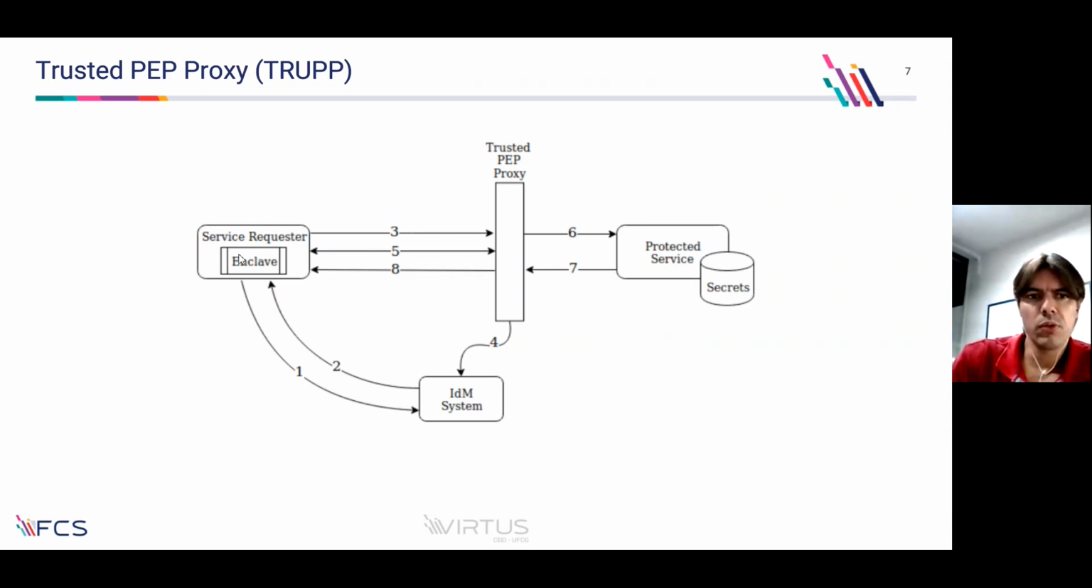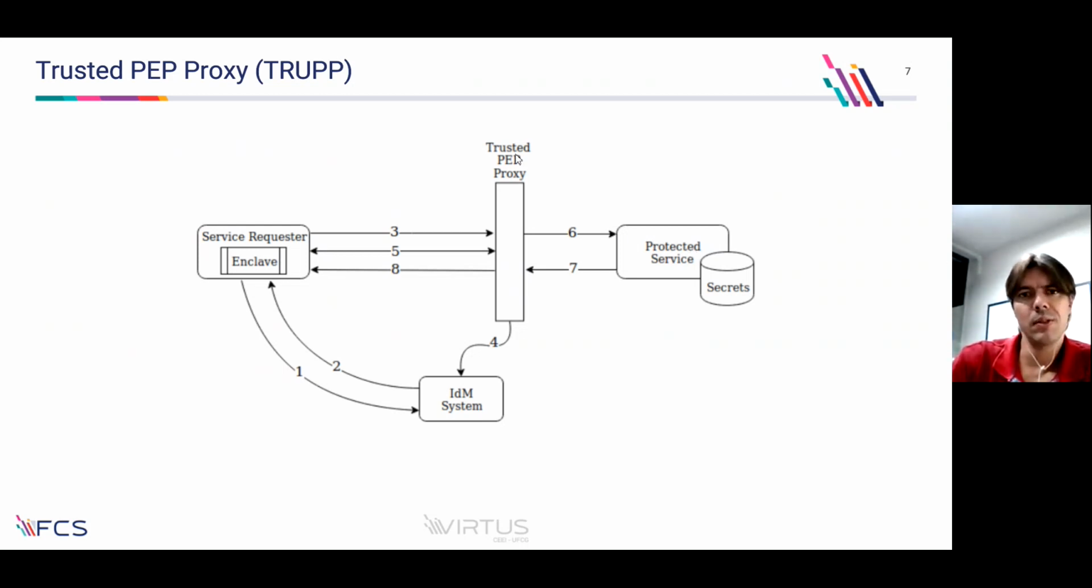So the communication flow starts by the service requester requesting an authorization token. The service requester sends the credentials to the identity management system. The identity management system checks the credentials. Once they are validated, the IDM system sends back an OAuth token, that is, a token for checking authorization. With this token, the service requester requests the sensitive data in the protected service.